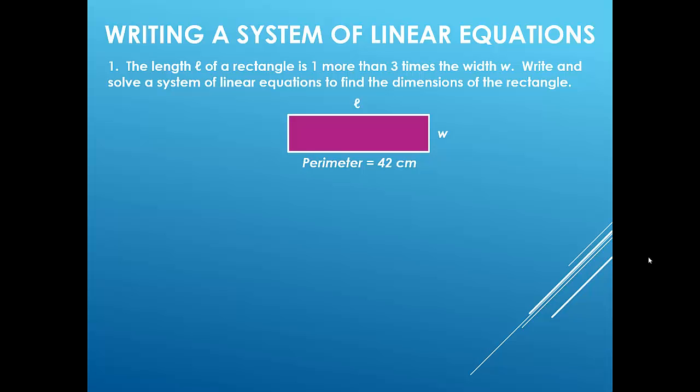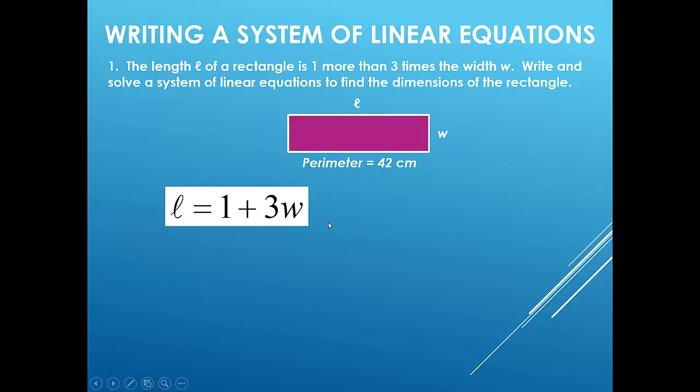So first we need to write our two equations. For our first equation, we have L equals 1 plus 3W, because in the problem it tells us that L, the length, is 1 more than 3 times the width W. So if we take 3 times W and add 1 to that, we get L, or the length. So L equals 1 plus 3W.